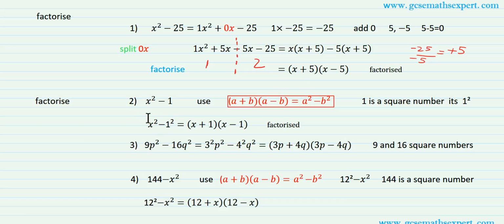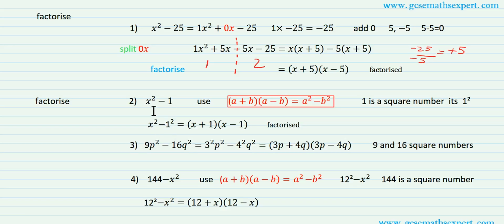Okay, number 2, factorize x squared minus 1. Now we're going to use the difference of two squares law, where a plus b times a minus b is equal to a squared minus b squared. In this case we have 1. 1 is a square number, it's 1 squared. Instead of writing 1, we write it as 1 squared because it's the same, yeah?